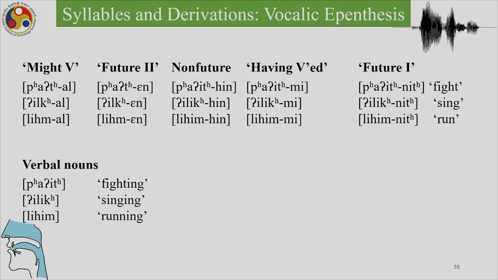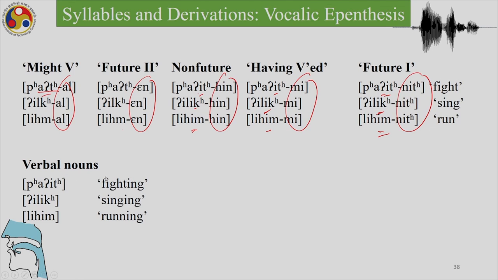Syllables and derivations of vocalic epenthesis. So these are the examples from Yawelmeni Yokuts, and we see that Yawelmeni Yokuts has a glottal stop before a stop consonant, and we have these suffixes al or en or hin or mi and nith. Preceding those, we have consonants in all these examples. Similarly, we have the nouns where we do not have those suffixes.